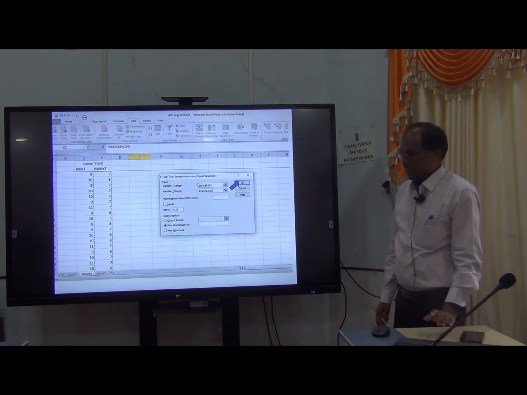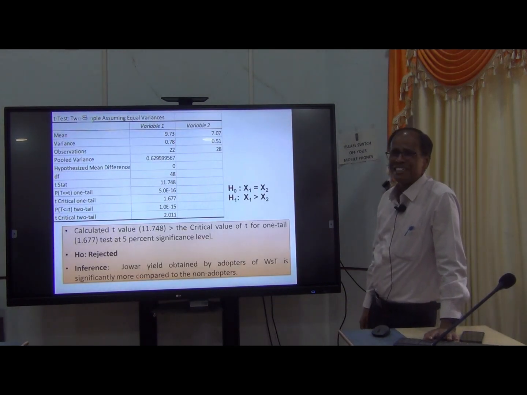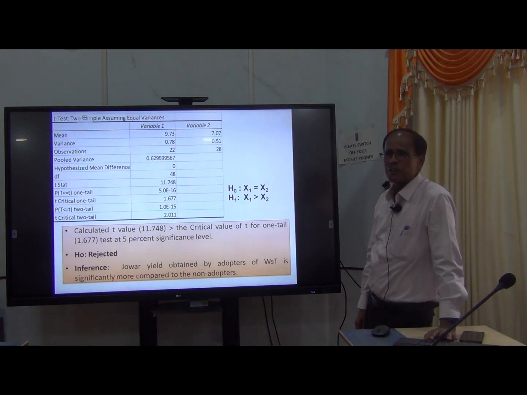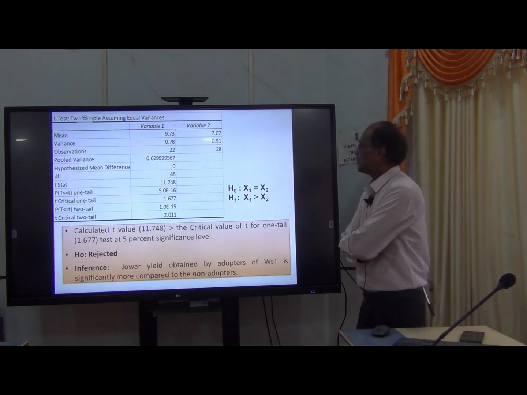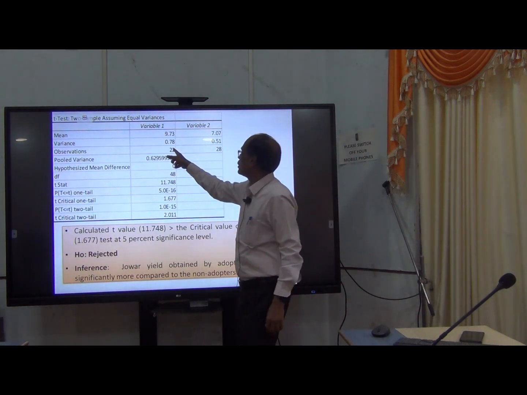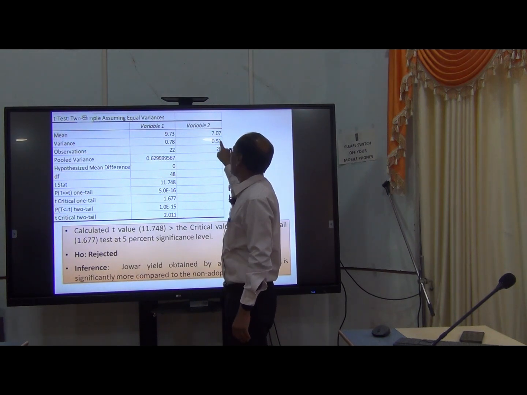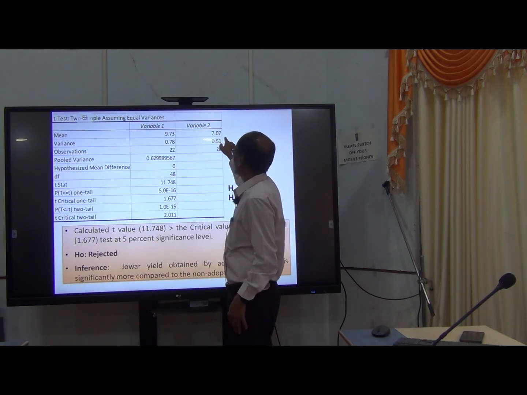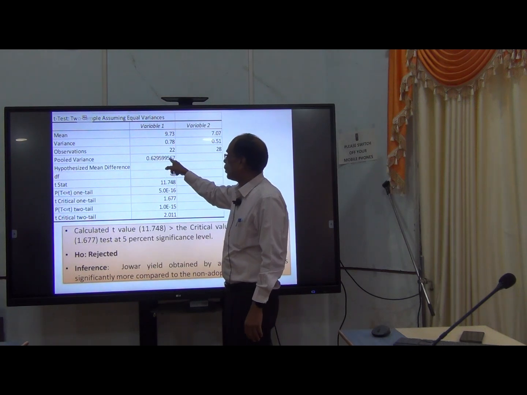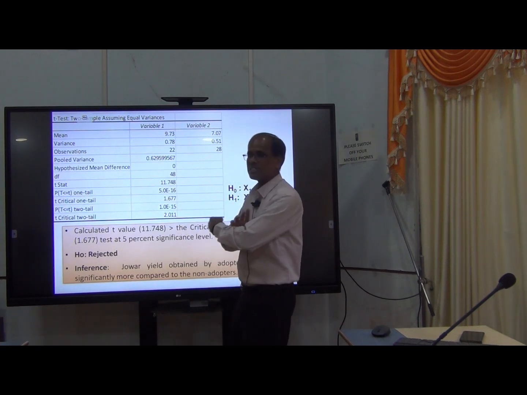You just select the data range and click OK. You will get the data like this. So this is the Excel output. We get the mean value of both the variables. Adopters are 22, mean value is 9.73. Non-adopters 28, mean Java yield is 7.07. Then pooled variance and degrees of freedom. The calculated t value is 11.748.